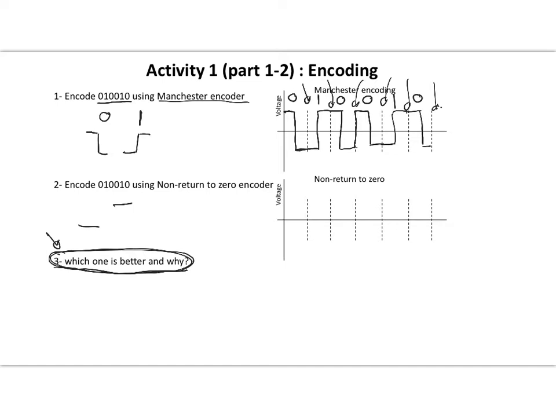So the 0 is just 0, and the 1 is positive voltage, and then the 0 is 0, and then 0 is 0. So it's 0 1 0 0 1 0. The 1 is positive and the 0 is 0. Very easy. Okay. So now which one is better, do you think? Which one is more widely used?